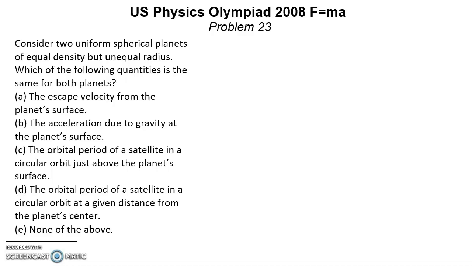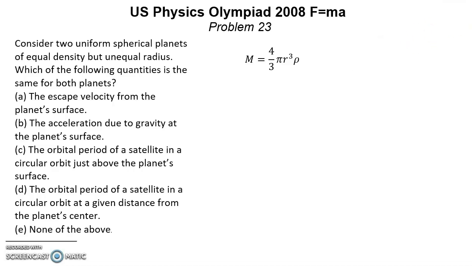Problem number 23. Consider two uniform spherical planets of equal density but unequal radius. Which of the following quantities is the same for both planets? A. Escape velocity from the planet's surface. Let's see. First of all, we need to calculate the mass of this planet using the equation m equals volume multiplied by density.